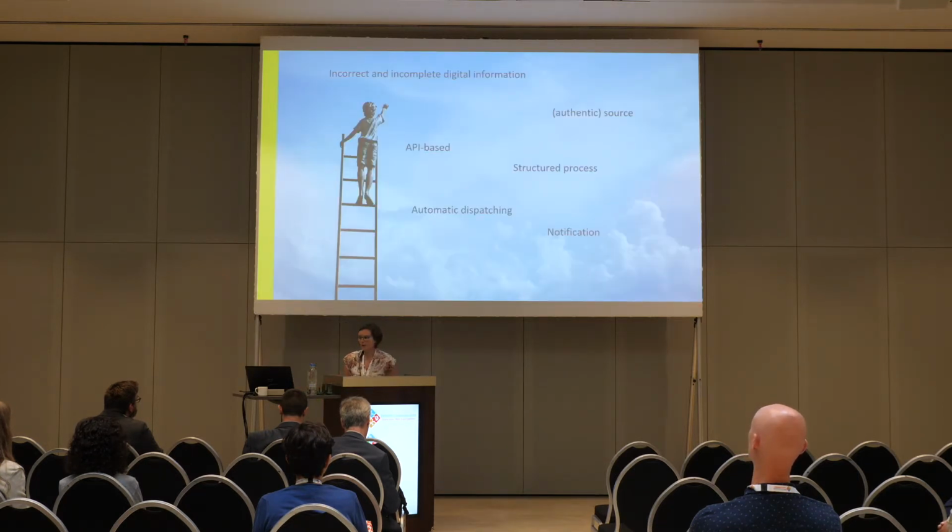So the aim of our project is to build and realize an API-based feedback system. The first focus of our project is incorrect and incomplete digital information, where the source holders are government institutions, where even if the source is an authentic source, a feedback system is required. We need a structured process, so it's recognizable for the user. We want the dispatching of the reports to be automatic and as much as possible go right to the responsible source who can correct the information. And of course, the reporter wants notifications about status updates of his report.